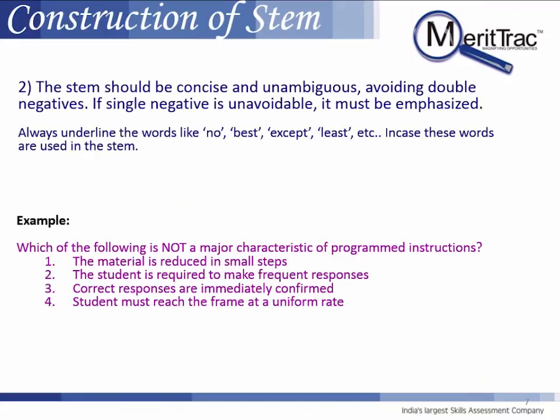We'll come to the second point. This is a very important point, I must say. The stem should be concise and unambiguous, avoiding double negatives. If a single negative is unavoidable, it must be emphasized. Now, I tell you, the reason for the popularity of selection type items being used in different tests, of course, is that it has the benefit of quicker turnaround of results, less logistics hassles, and a very objective evaluation.